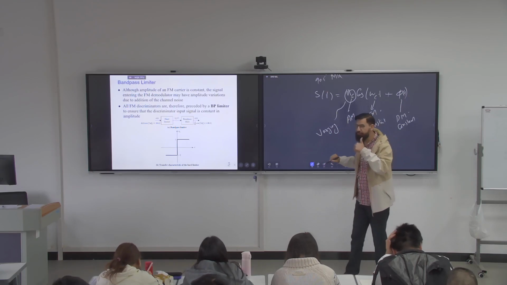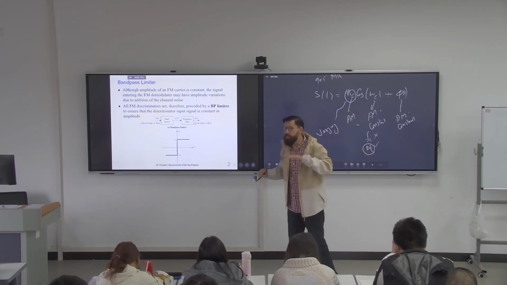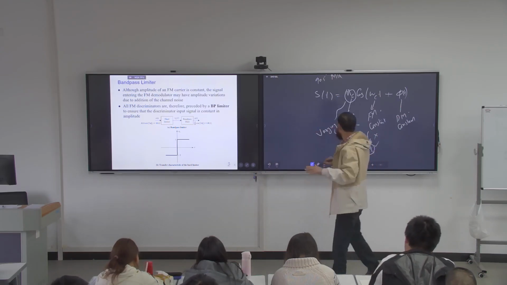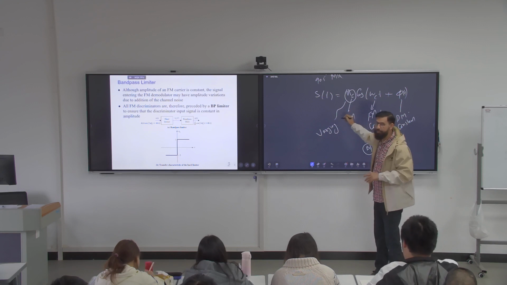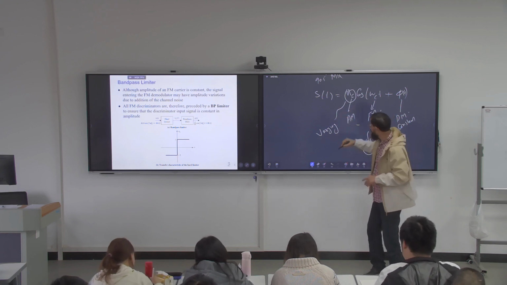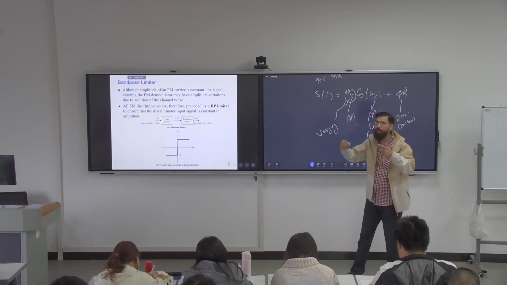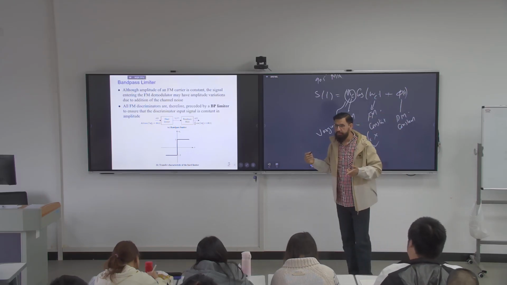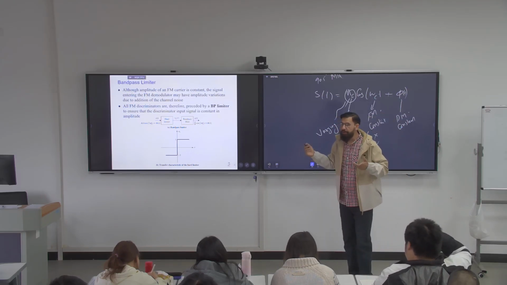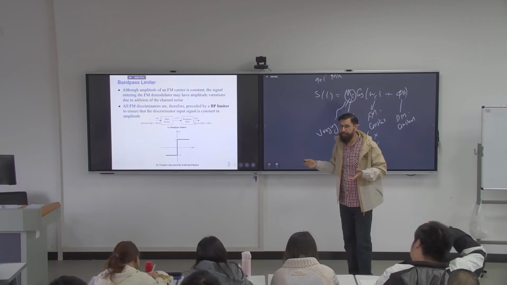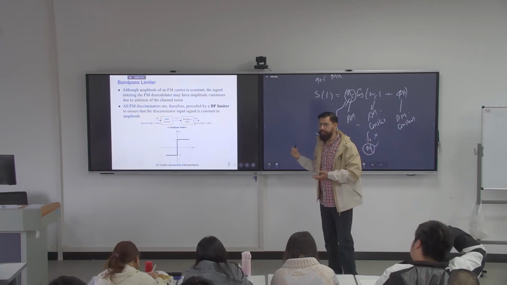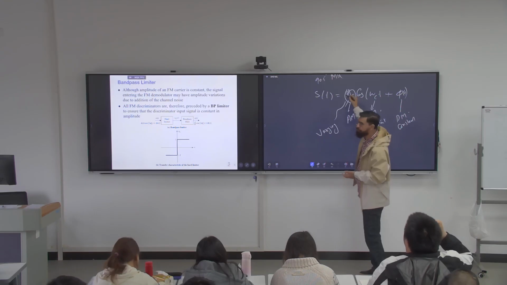Although I have to keep it constant, I cannot keep it constant. The reason is the noise added by the channel will make this amplitude vary, right? If it is varying, my signal is distorted. So what I need to do is keep this magnitude constant.